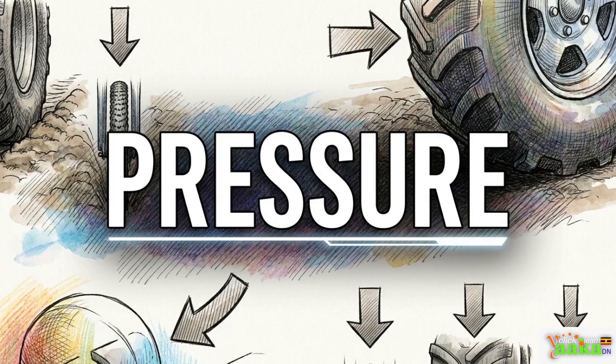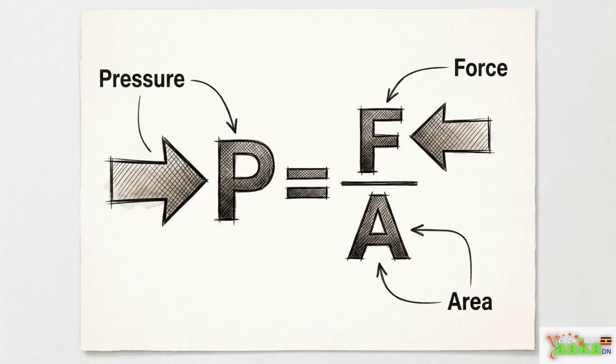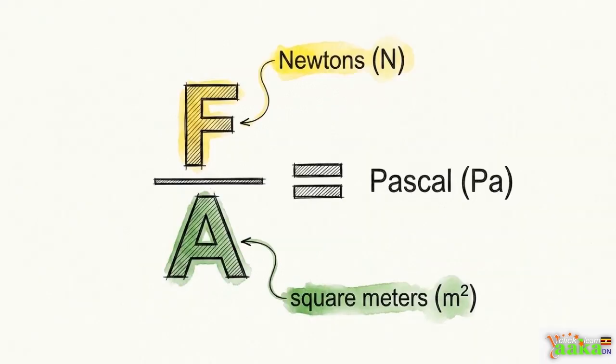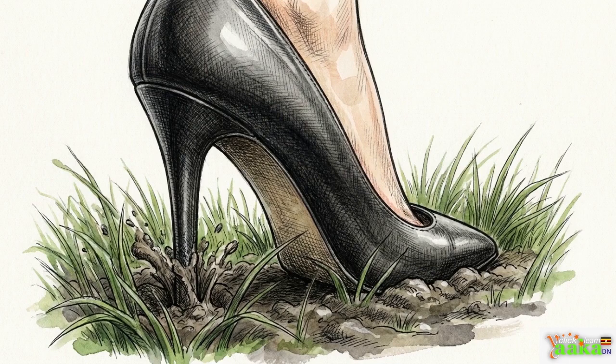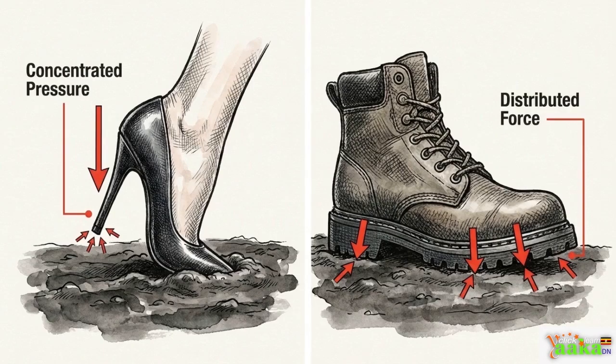Pressure is defined as the force acting perpendicularly per unit of area. We calculate it with a simple formula. Pressure equals force divided by area. Force is measured in newtons and area in square meters, giving us newtons per square meter, a unit called the Pascal. Knowing the pressure indicates how an object will interact with a surface. It shows that the distribution of force dictates the physical result just as much as the magnitude of the force itself.